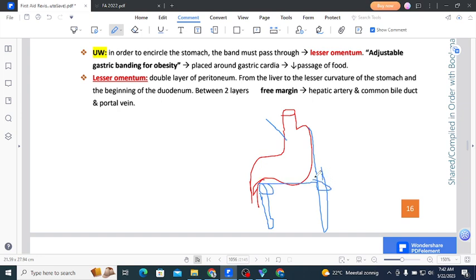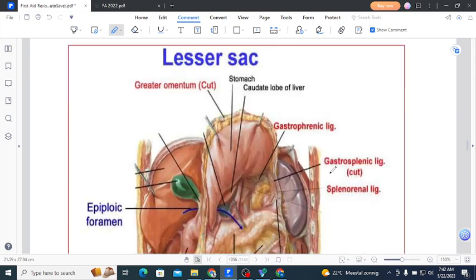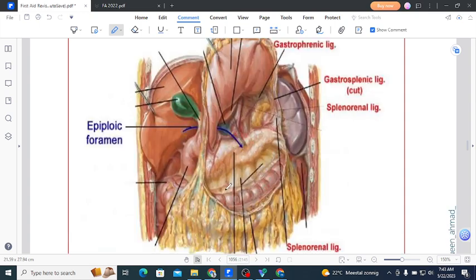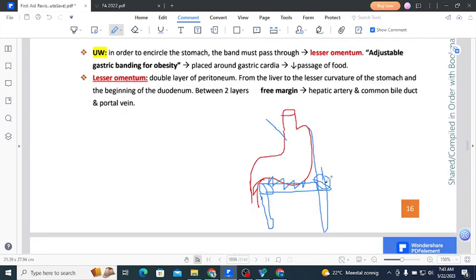So it contains the transverse colon inside it, and in this way it is making a ligament that is called the gastrocolic ligament. The gastrocolic ligament is depicted over here, I guess. Transverse mesocolon, where is gastrocolic ligament? I don't think they have mentioned that. But the gastrocolic ligament is the ligament or the part of the greater omentum that is present between the greater curvature of the stomach and the transverse colon.